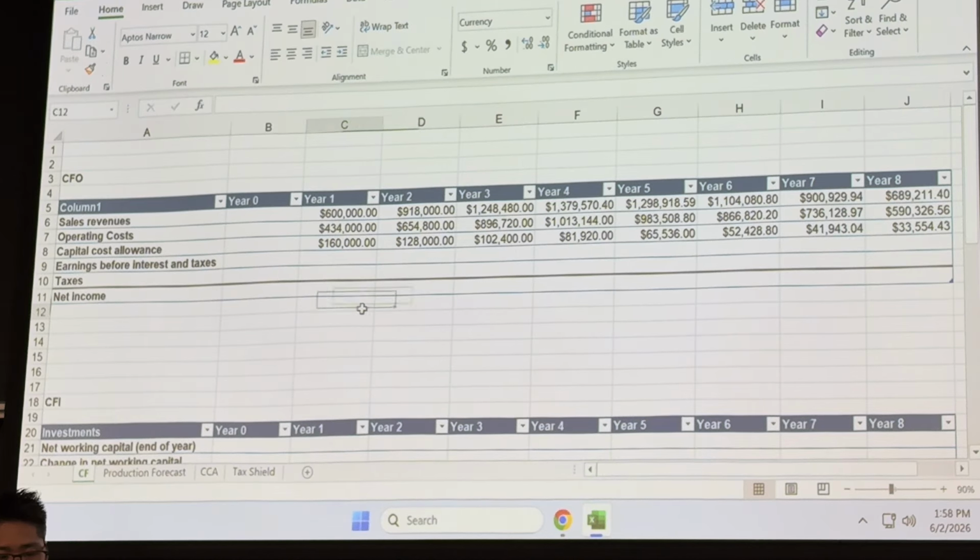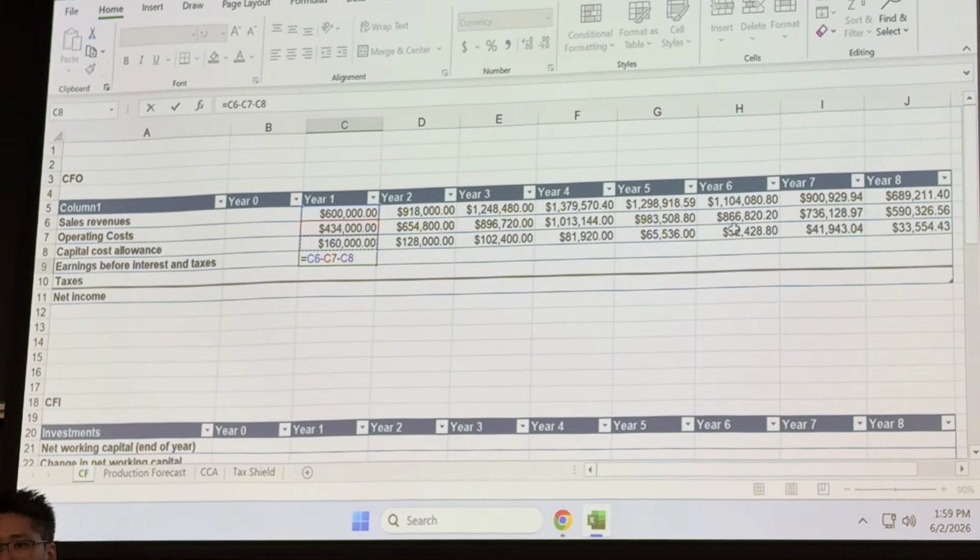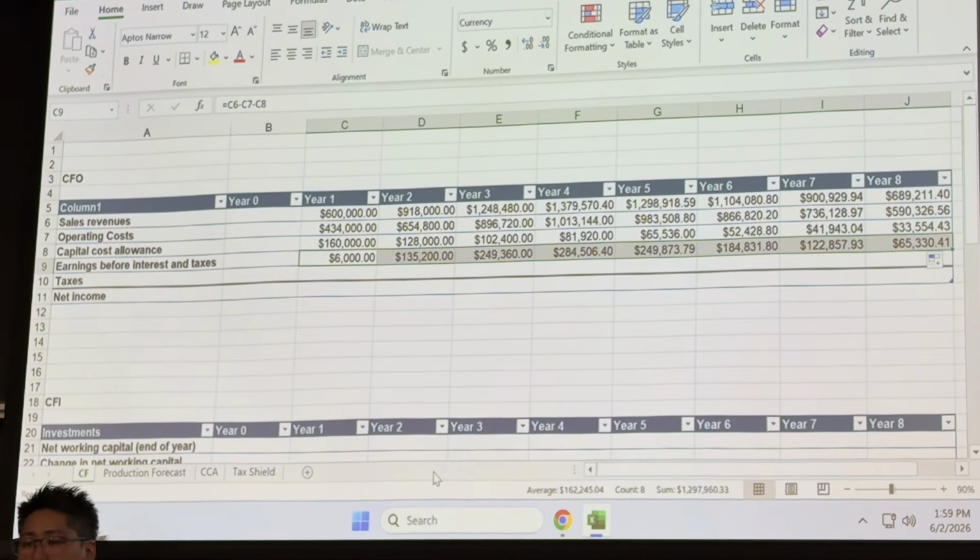Now, we have sales, operating costs, capital cost allowance, which is depreciation, we can now calculate EBIT, earnings before interest and tax. How's EBIT calculated? It's like a normal income statement here. Just sales minus costs minus depreciation. All right. Drag it across. That's EBIT. Is that okay?